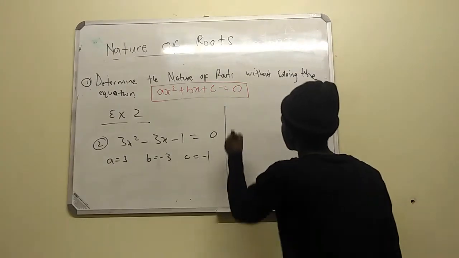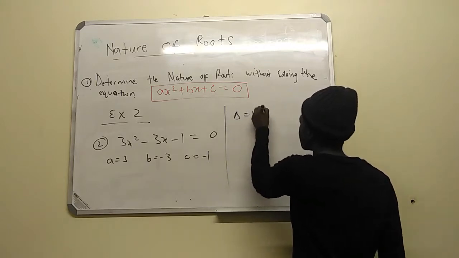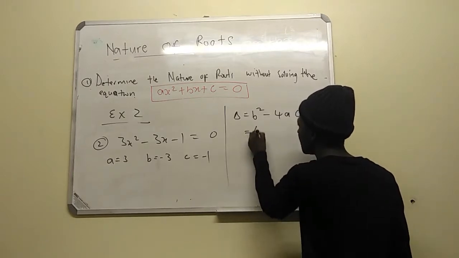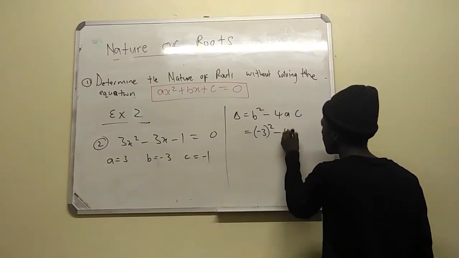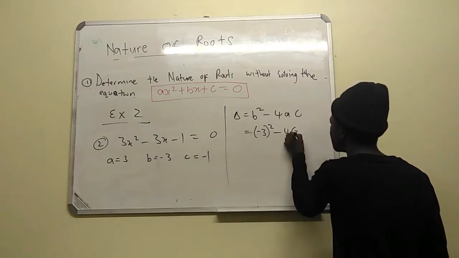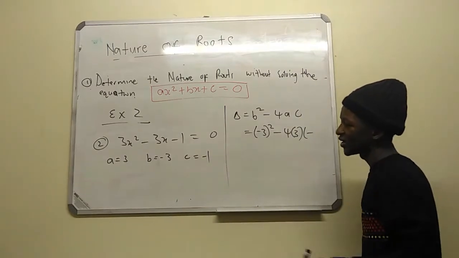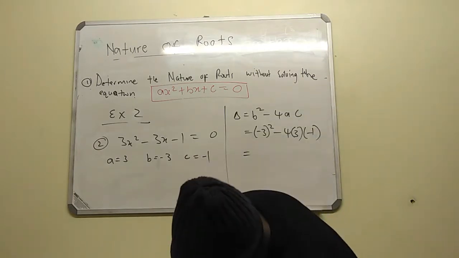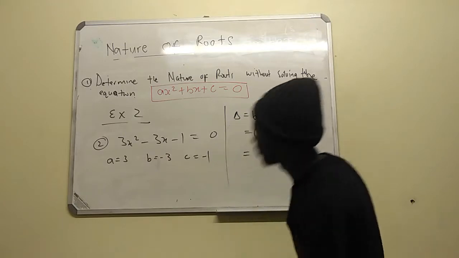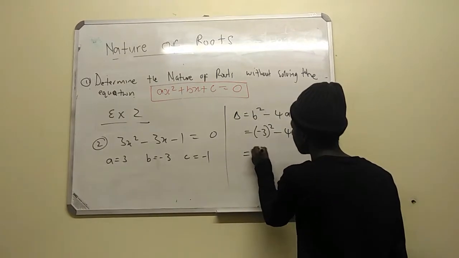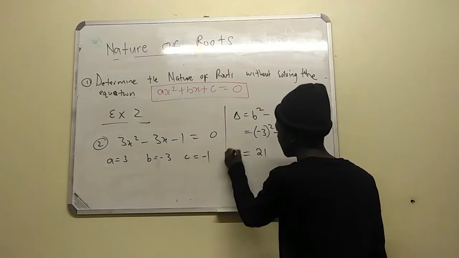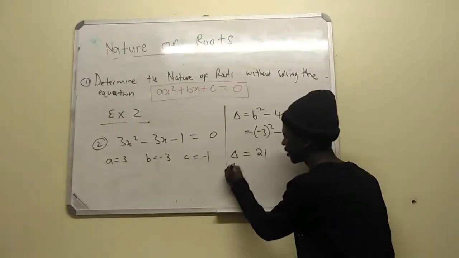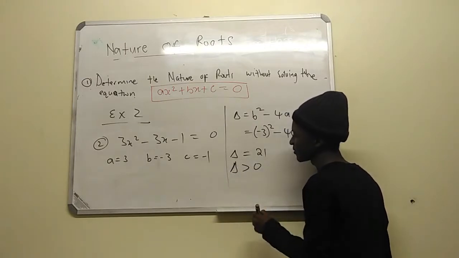Now we're going to find our delta. My delta is b squared minus 4ac. My b is minus 3, so minus 3 squared minus 4, times a which is 3, times c which is minus 1. You can punch this on your calculator. You get the delta, which is equal to 21. 21 is greater than 0.